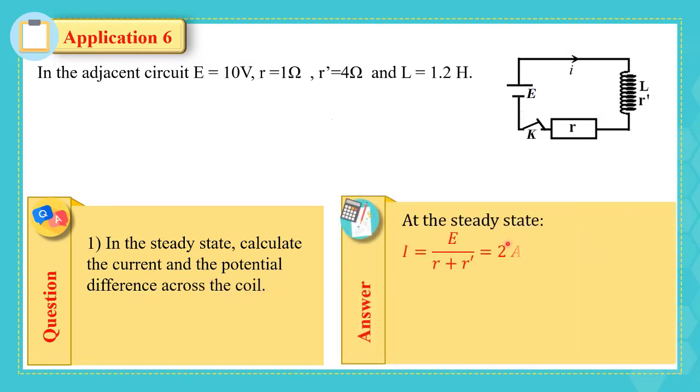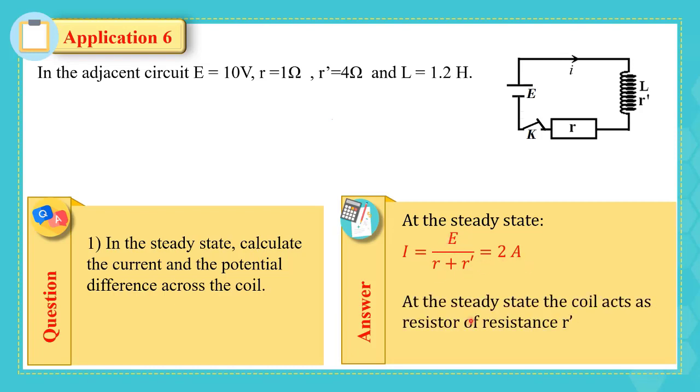At the steady state, we know that I is constant and is equal to E over R total. So I equals E over R plus R prime, which equals 2 ampere. At the steady state, of course, the coil acts as a resistor of resistance R prime, since the current is constant and di over dt equals 0. So the voltage of the coil will be equal to R prime I maximum, equals 2 times 4, equals 8 volt.